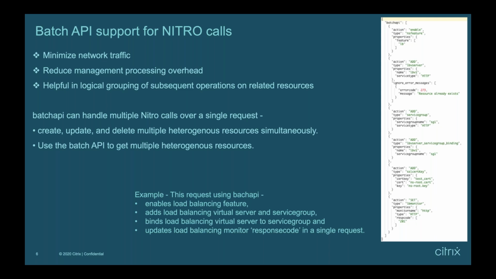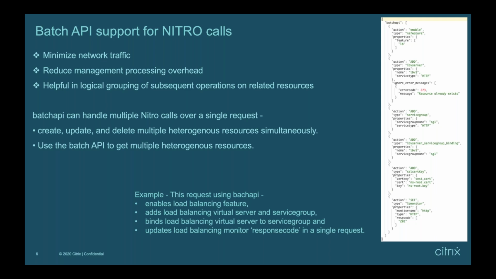Lastly, we have the batch API support in Nitro. This essentially lets users club multiple heterogeneous operations into a single request, with benefits such as reducing the management network traffic and for the system to process a lower number of requests, which would, of course, reduce the processing overhead related to the systems and the network as well.